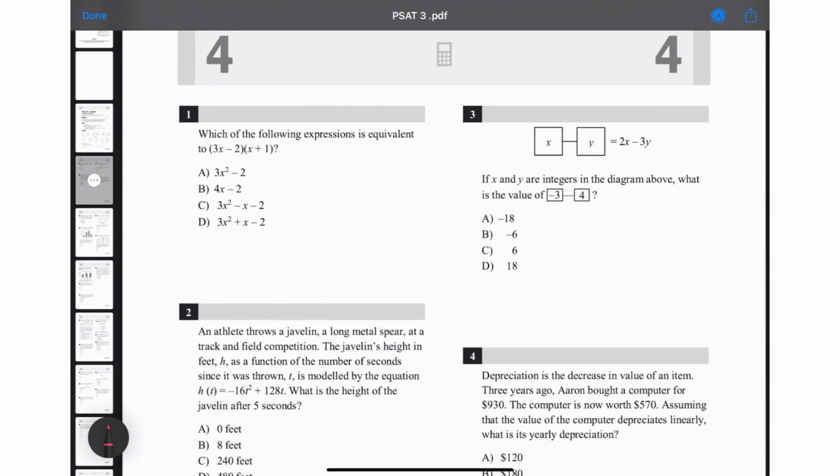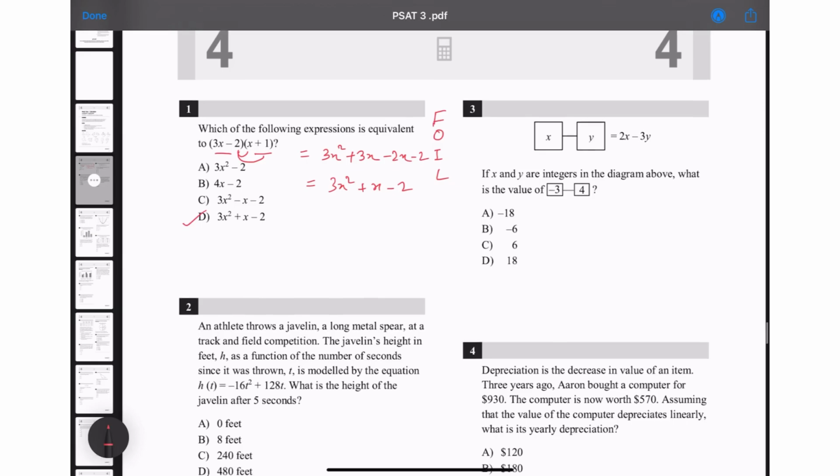Which of the following expressions is equivalent to this? The simplest way is to use FOIL. First, that is 3x times x, taking the first of both the brackets. Then take 3x times 1, that is outer, which is 3x. Then the inner, minus 2 times x is minus 2x. And then the last, minus 2 times minus 1 is minus 2. So this is 3x square plus x minus 2. So I will go with option D.